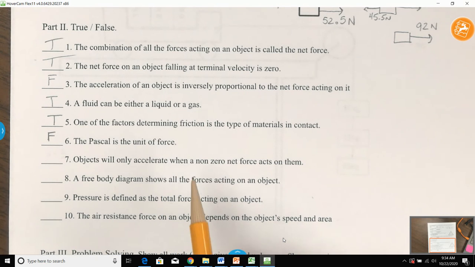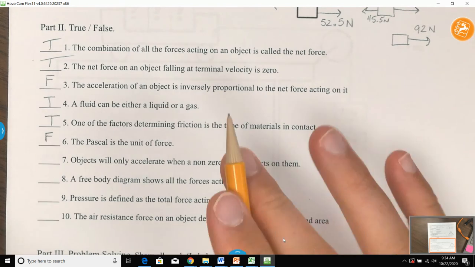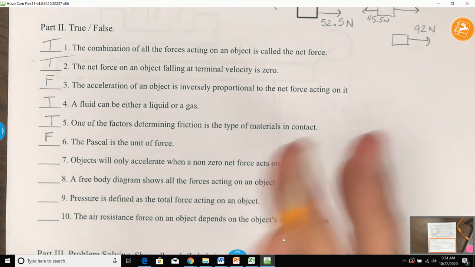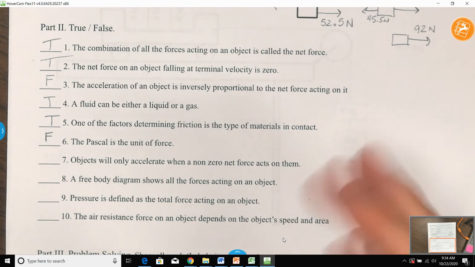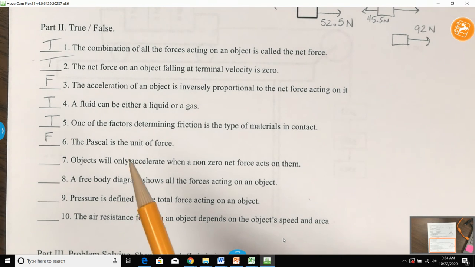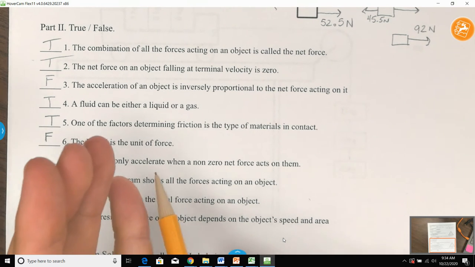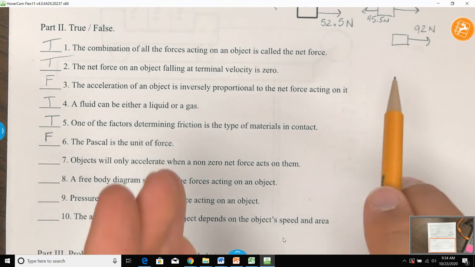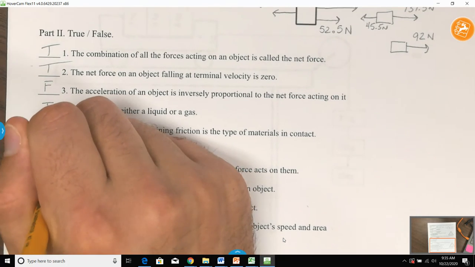Objects will only accelerate when a non-zero net force acts on them. So what that is saying is, remember, when we did the equilibrium thing, anytime an object is in equilibrium, what was the net force? Always 0. So you can have something at a constant velocity, but then the acceleration would be 0, which means the net force would have to be 0. So the only way to get an object to accelerate is to have a net force on the object greater than 0. So the only way objects will accelerate is when a non-zero net force acts on them. True.